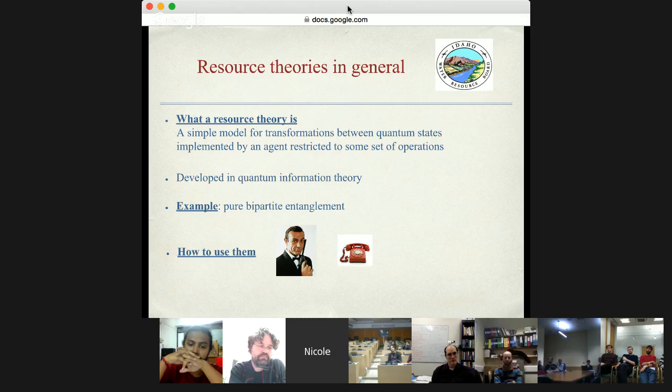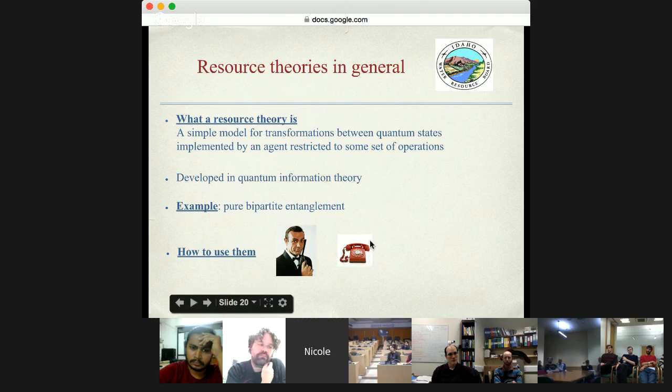So we approximate this agent in the entanglement theory as given access to local operations and classical communications. Those are free. The agent can perform any unitary on the qubit that he or she possesses, can measure that qubit, and can also talk on the telephone with a friend.